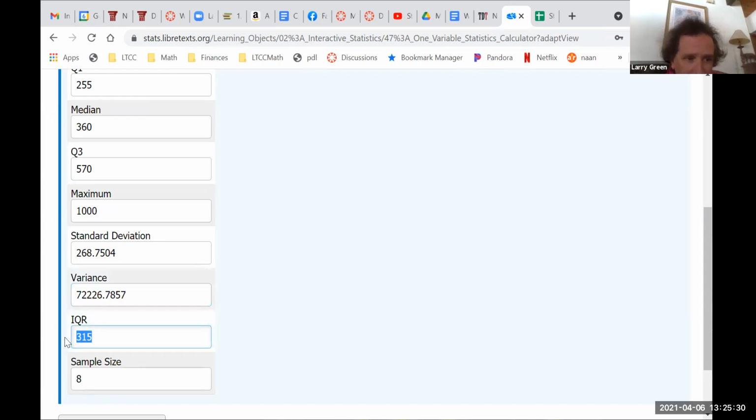IQR I've talked about, that stands for interquartile range. And I hope I don't have to say much about sample size. There are 8 people that answered the question. Any questions about looking at the data and looking at the statistics that come from the data?